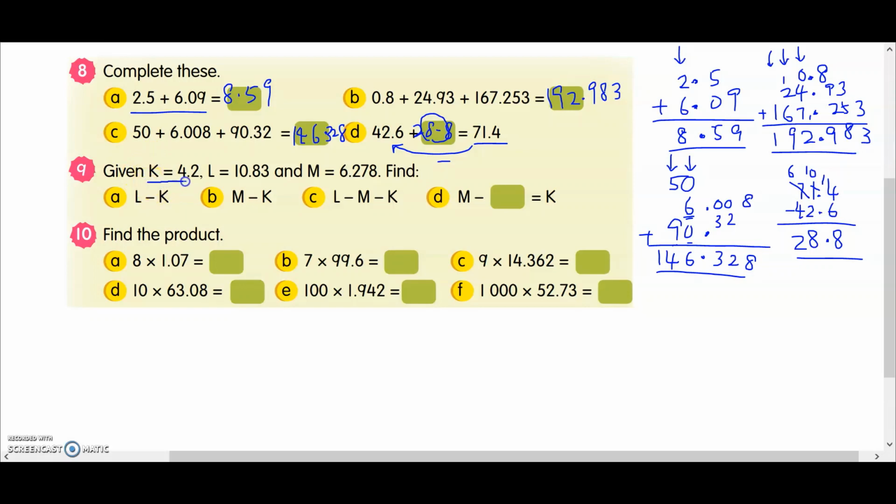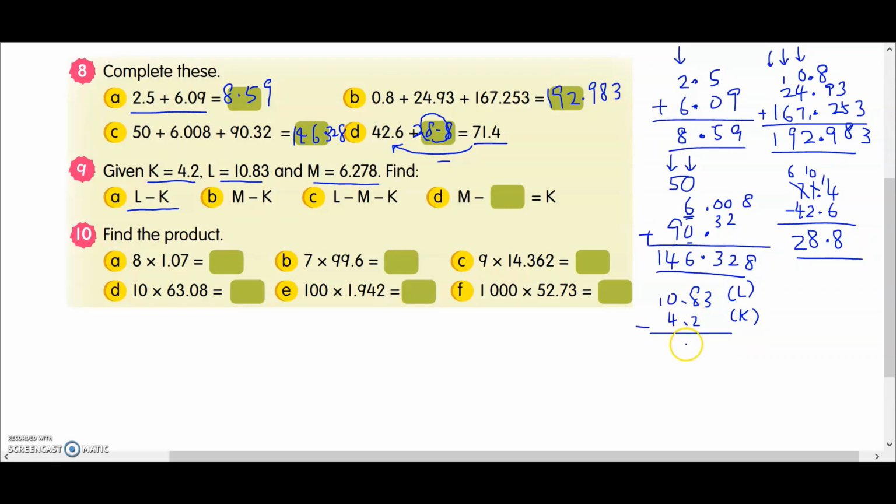So K is 4.2, L is 10.83, M is 6.278. So you have to find L minus K. So L is 10.83. K is 4.2. So you minus 4.2, right? L minus K, right? This is L, this is K. So L minus K means 10.83 minus 4.2.